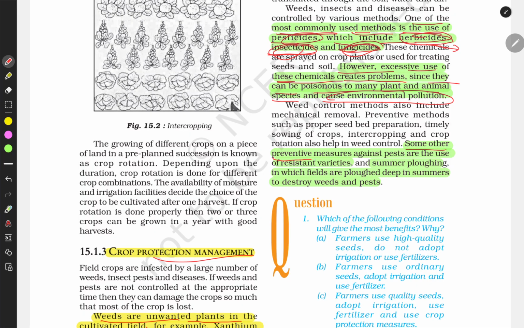Some other preventive measures against pests are the use of resistant varieties and summer plowing, in which the fields are plowed during the summers to destroy the weeds and pests.